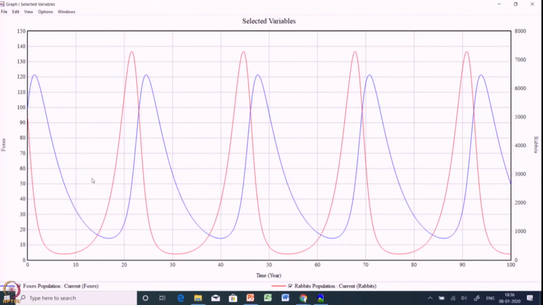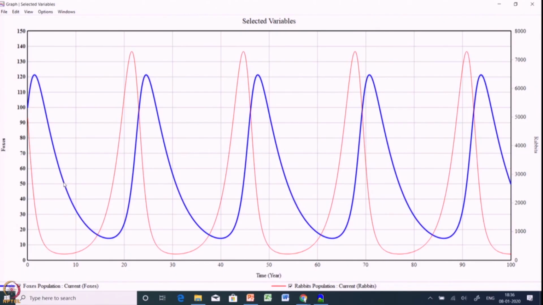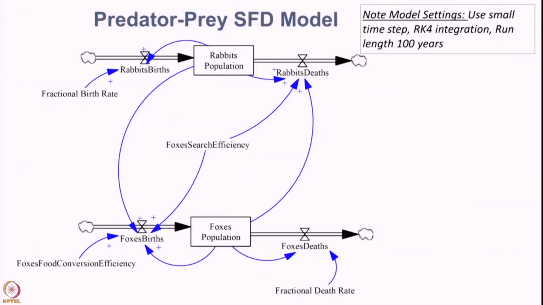And such kind of dynamics is actually common in nature. It is not that the foxes and rabbit populations remain stable throughout. In fact, such sinusoidal or oscillatory behavior between the populations of two species is actually quite common. Coming back to the slides. Again, make note that the model that we simulated used a very small time step, RK4 integration and a run length of 100 years.